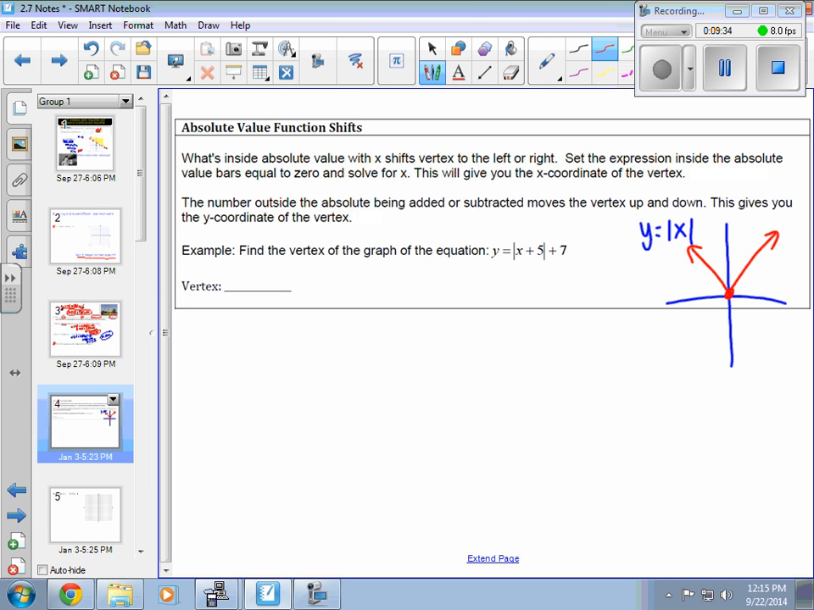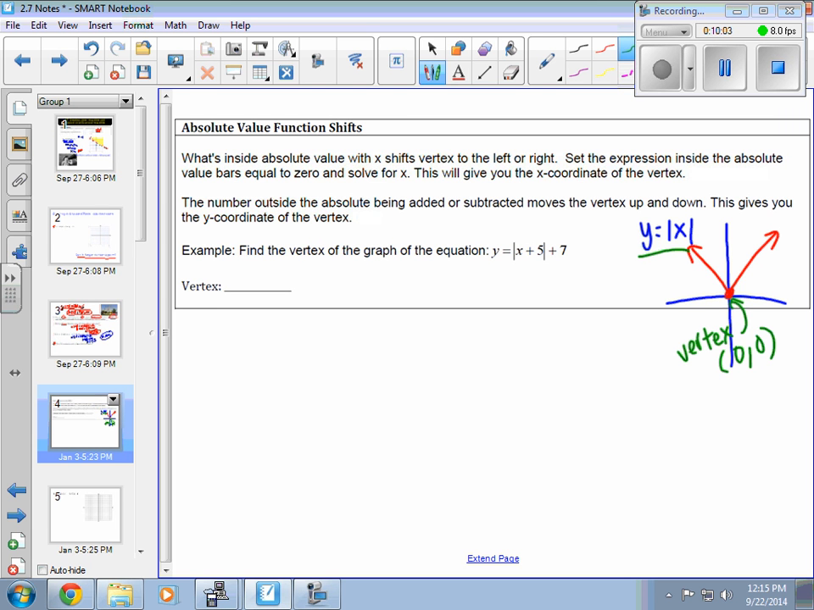Okay, so if there are some other numbers associated with the absolute value graph, we can use those to help us quickly figure out where the vertex is. The vertex of the absolute value graph is this point right here. Right now it's at 0, 0 when you graph y equals the absolute value of x.